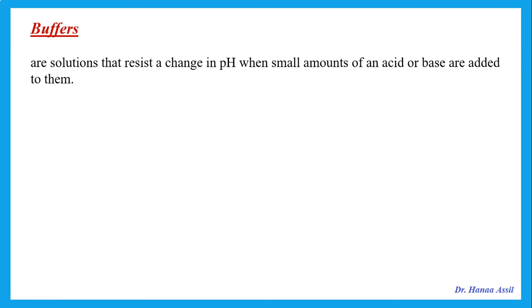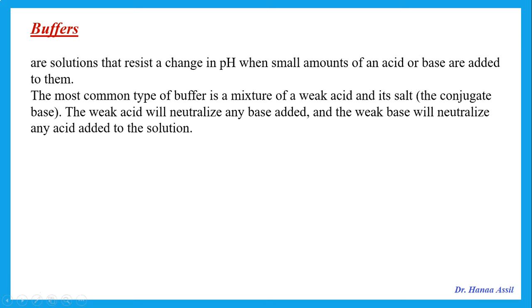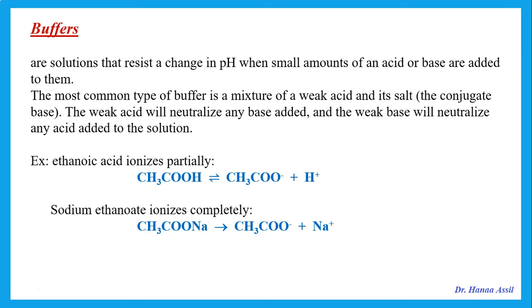What about buffers? You should know buffers are solutions that resist a change in pH when small amounts of an acid or a base are added to them. So buffers are usually solutions of a weak acid and its conjugate salt. So for example, if I have a solution containing ethanoic acid and sodium ethanoate. Now the ethanoic acid ionizes partially to give H+ ions. The sodium ethanoate would ionize completely to give the sodium salt.